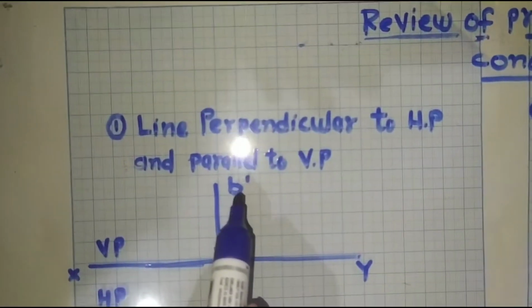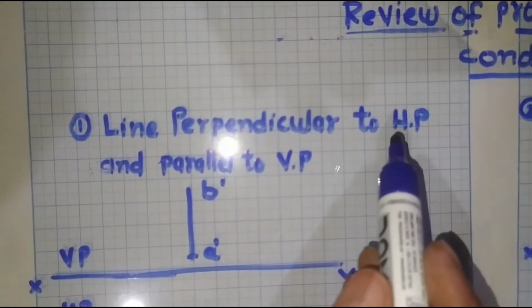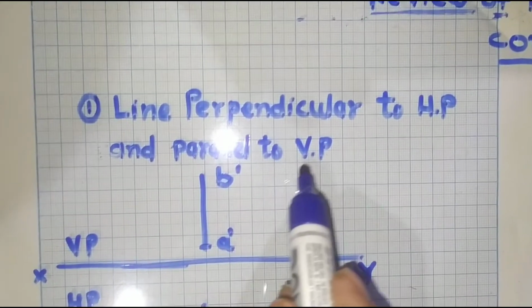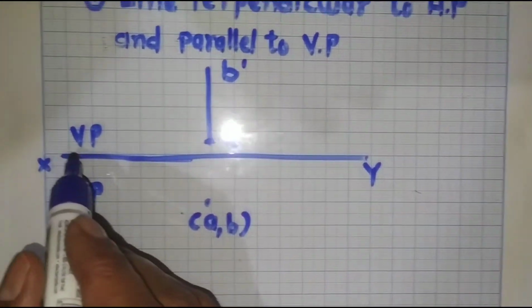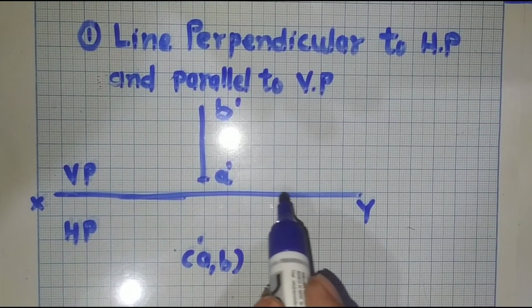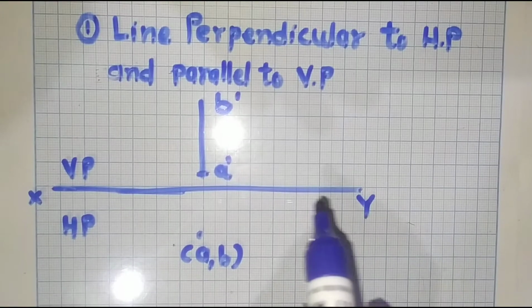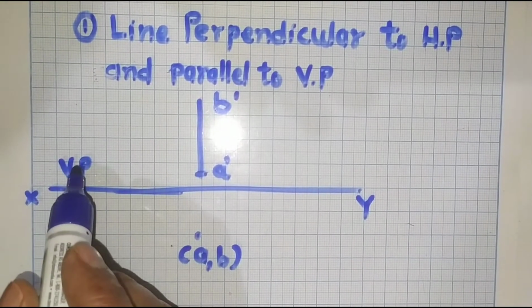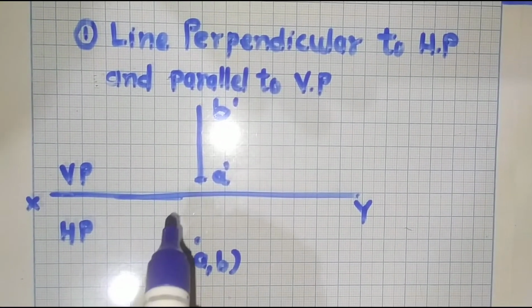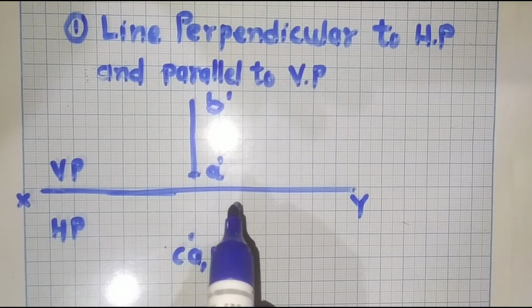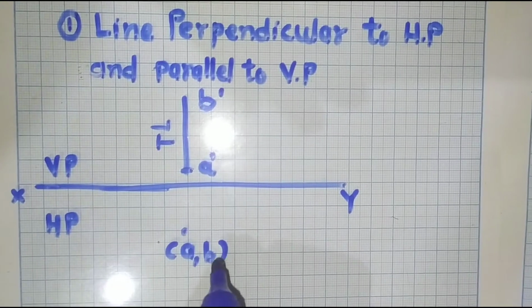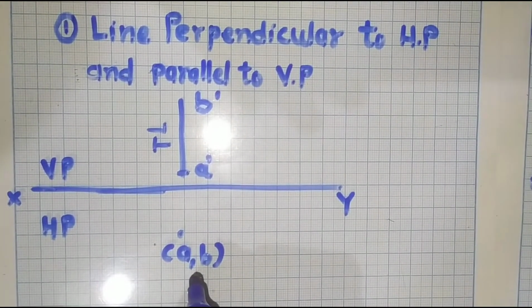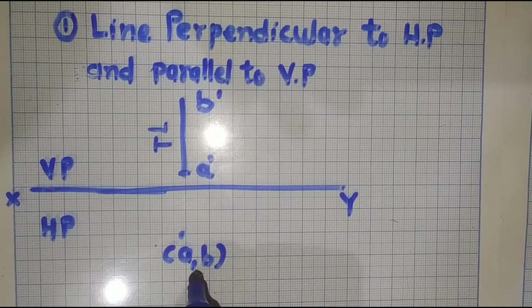Today we will have a review of projection of lines under various conditions. The first condition is a line perpendicular to HP and parallel to VP. Here the figure is given. You have to draw the XY line first. The line is perpendicular to HP and parallel to VP. They will give the length of the line, that is the true length.